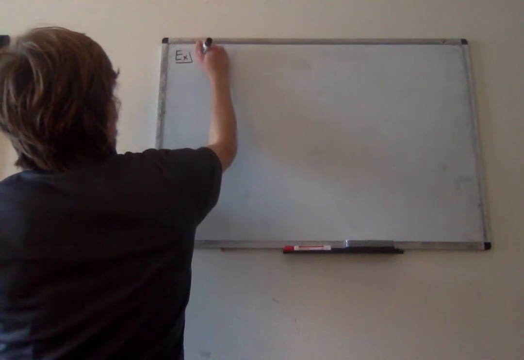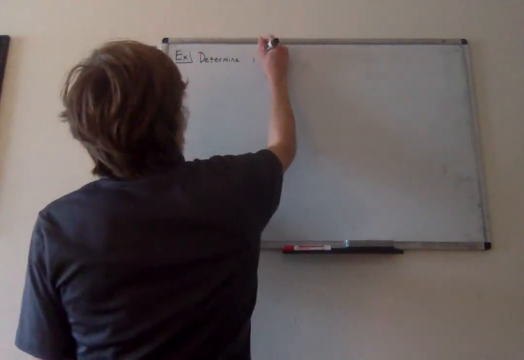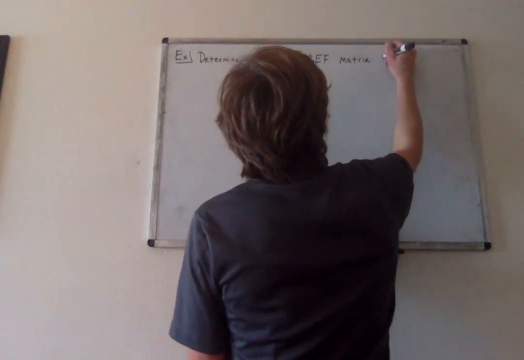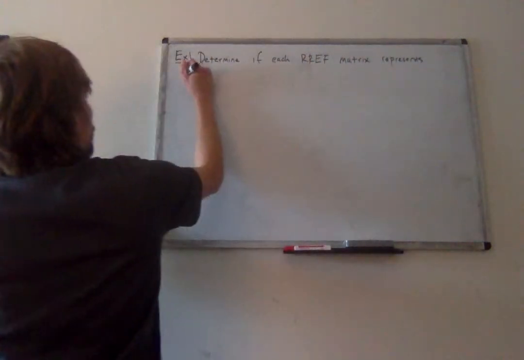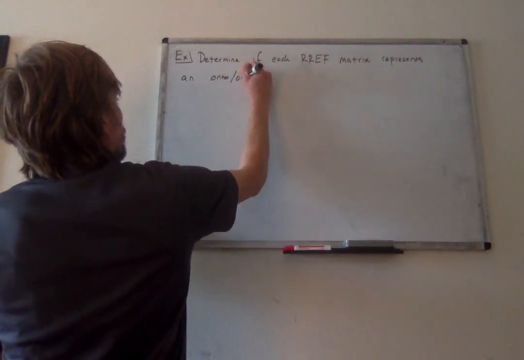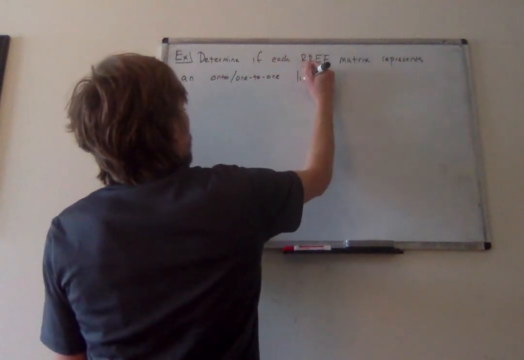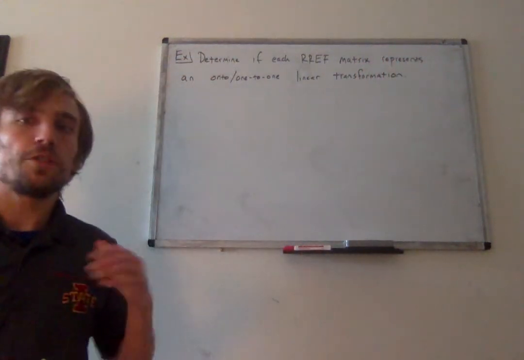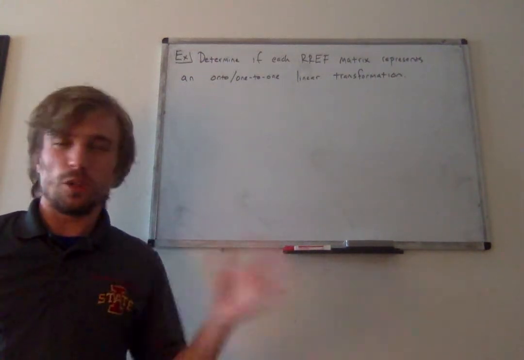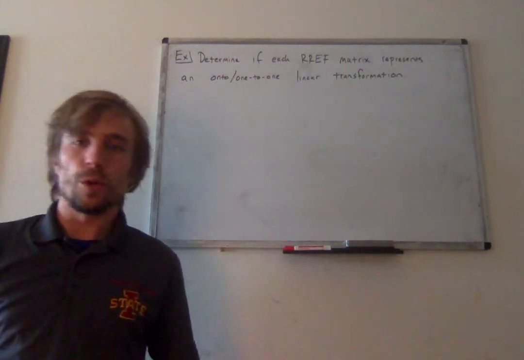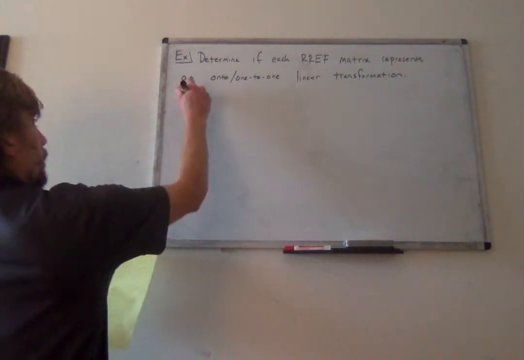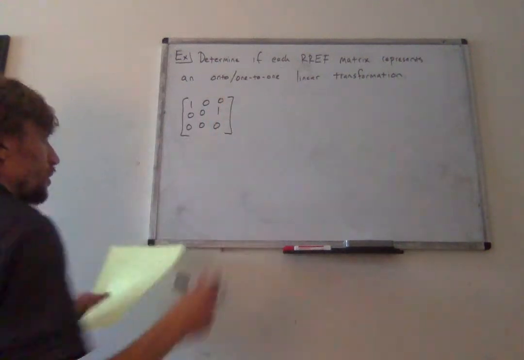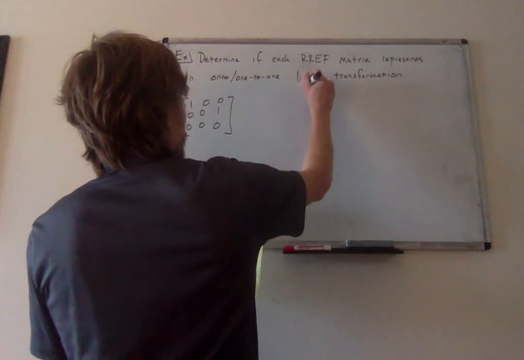so example, determine if each RREF matrix represents an onto / 1-to-1 linear transformation. And so in general, if you're given a transformation and given the matrix, you'll have to row reduce and look at the row reduced echelon form. But I want to look at a bunch so we can kind of start to see what the different types of matrices look like. And row reducing 4 matrices would take entirely too long. And so as I'm writing these out, start to think about what each one represents, using, again, those characterizations of 1-to-1 and onto.